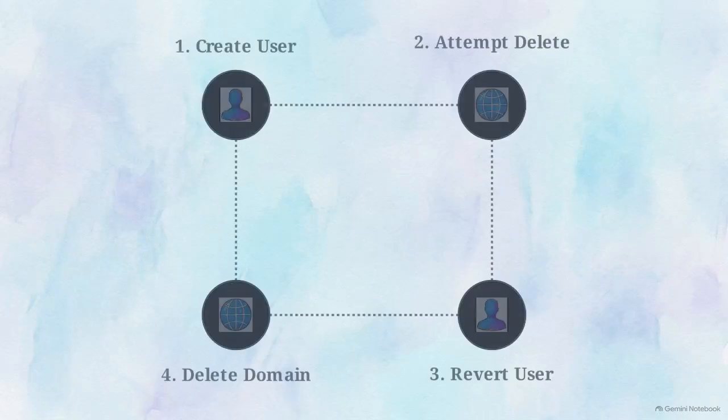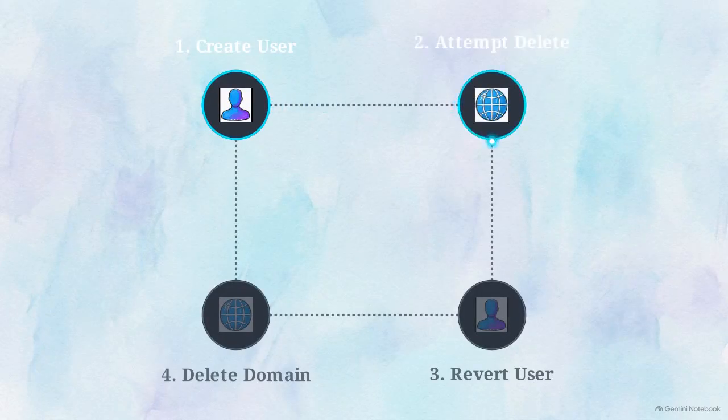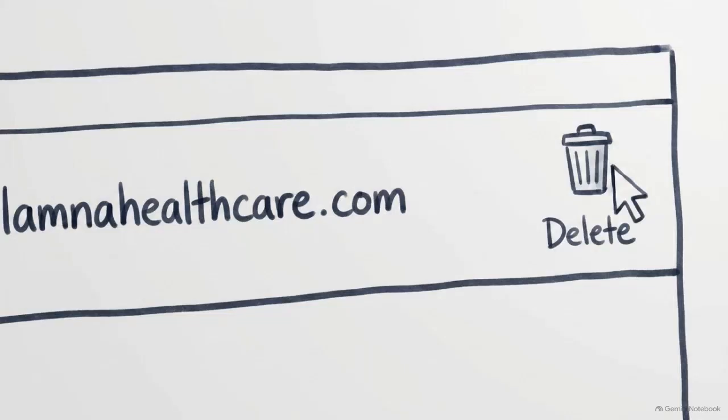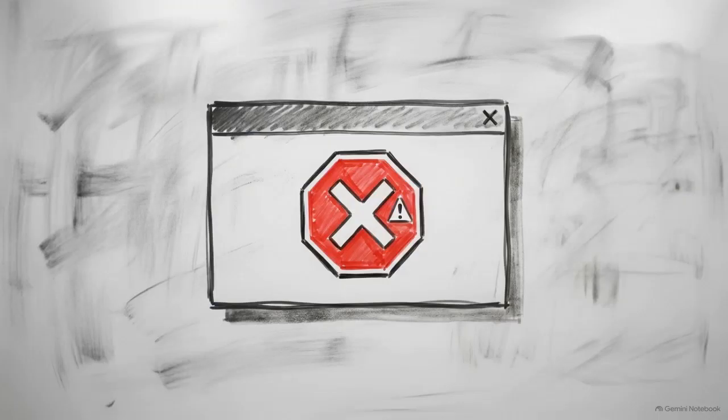Let's test these concepts in a lab environment by deliberately breaking a domain dependency and then repairing it. First, create a new test user and explicitly assign their UPN suffix to your newly verified custom domain. Next, navigate back to the Custom Domains blade and attempt to delete that domain. The system will throw an error and block the action because of the active reference.